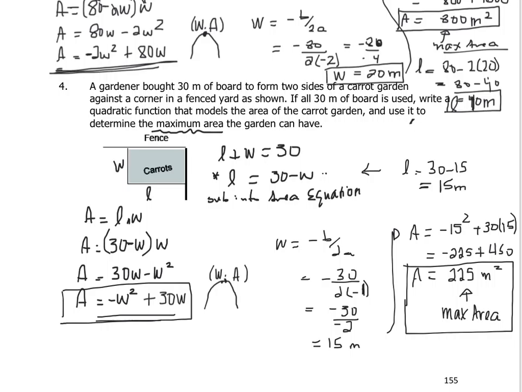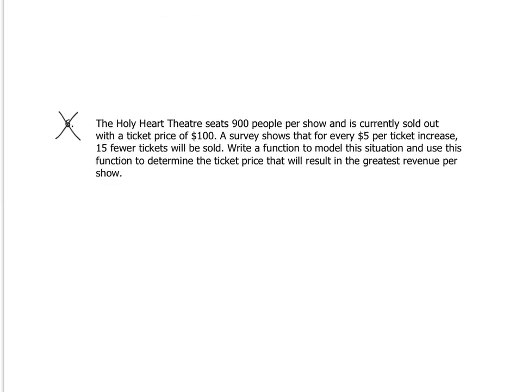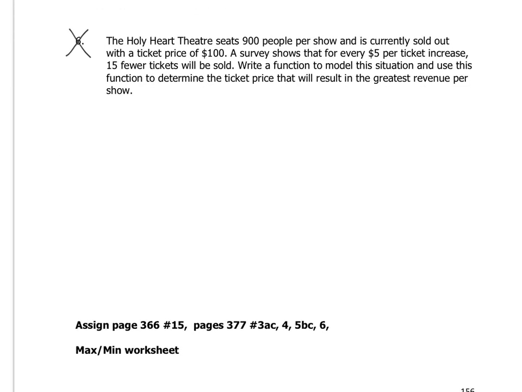Okay, now the next two questions, we've decided to omit. We're not going to do the max revenue questions, so we're going to leave those out. And we've got enough word problem types to work on. So these are the questions that are assigned at the end of the section. Page 377, numbers 3AC, 4, 5BC, 6, and there is a worksheet you can get from me.